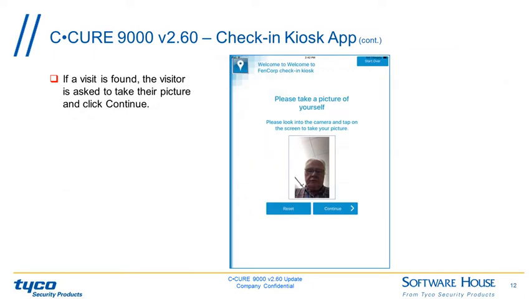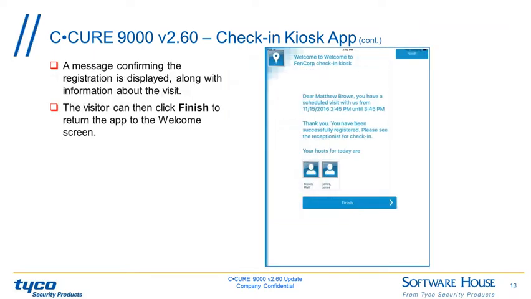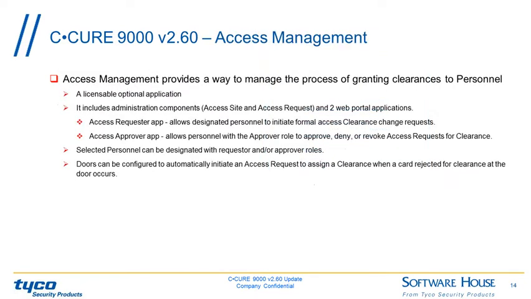If a visit is found, the visitor is asked to take their picture and then click continue. So look into the camera and take a picture. It doesn't tell them to smile, but it probably should. Then a message appears confirming that they're registered and giving information about the visit. The visitor can then click finish to return the app to the welcome screen. So it's fairly simple. Any questions on that?